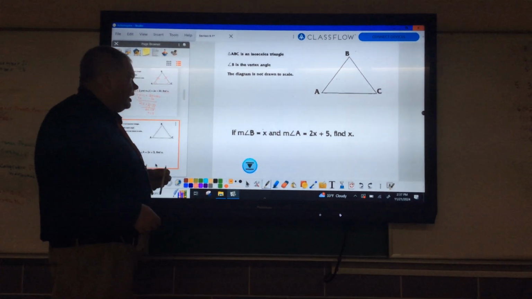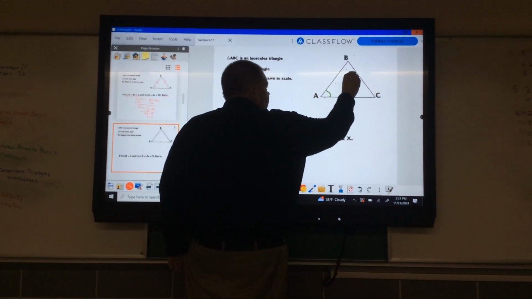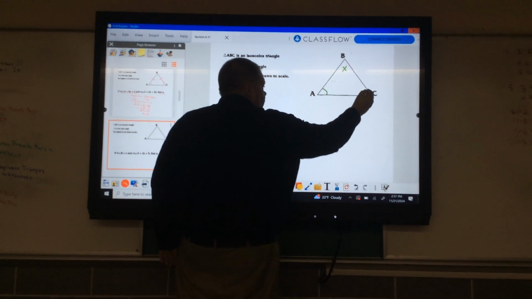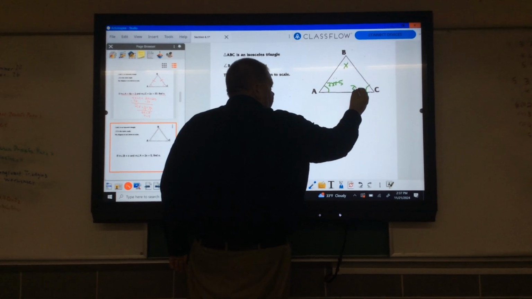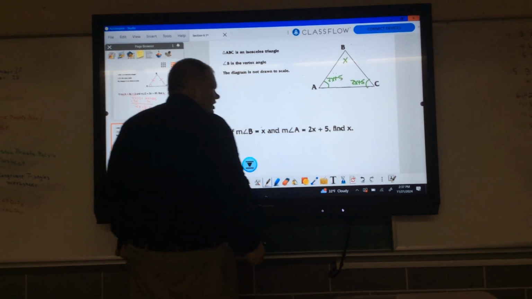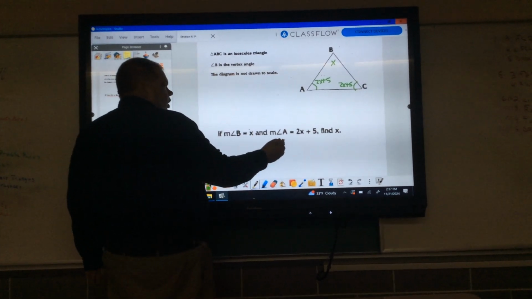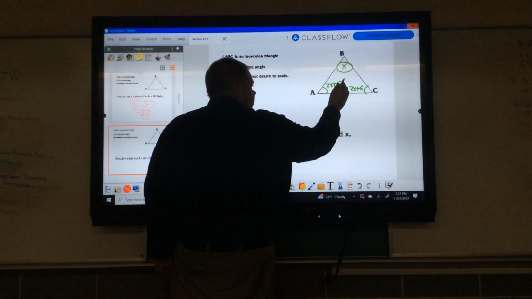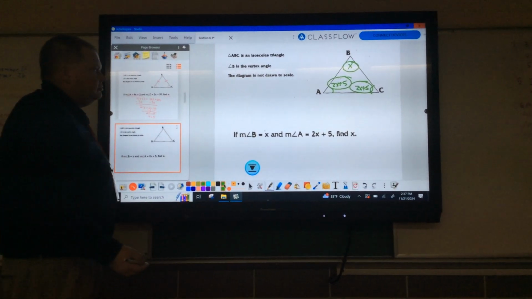Okay, so in this same problem we've got up here at the top, B is still my vertex angle. Now B is x. Remember that A and C are the same. A is 2x plus 5. Well, that means that C is going to be 2x plus 5 also. And now, in order to find x, we're going to take all the angles and add them together. So these three angles have to add up to the triangle sum of 180.